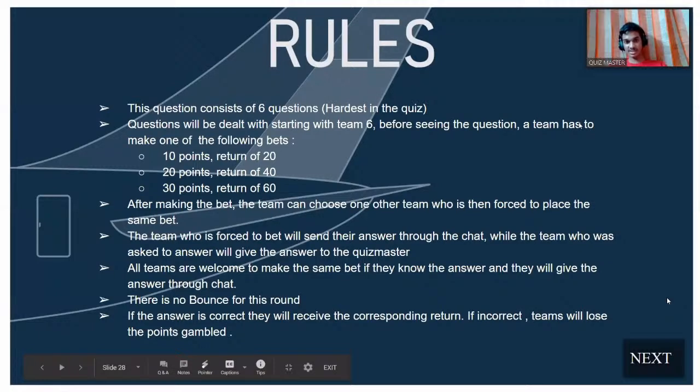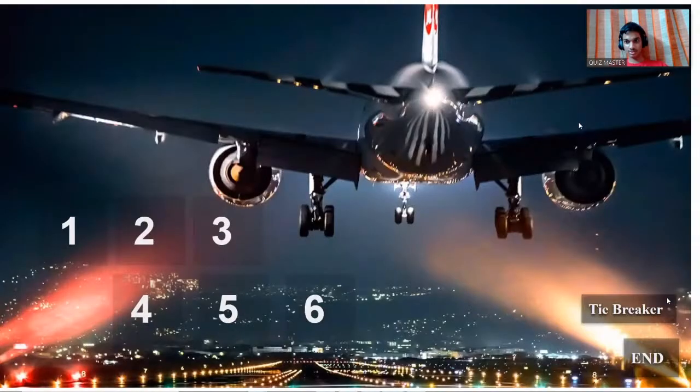So we'll start with team 6 and we'll go to team 1. Are you guys ready for the round? If you have doubts or something, please stop me. Team 6, your question is coming up now. Are you guys ready? What is your bet?